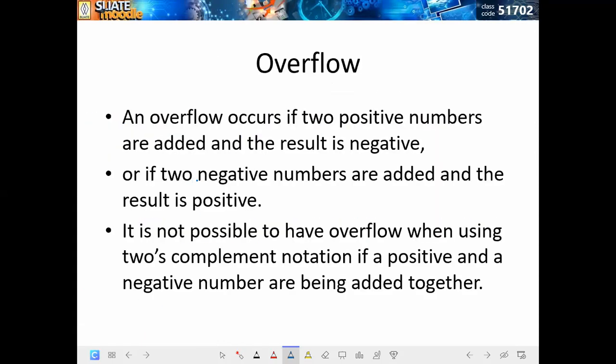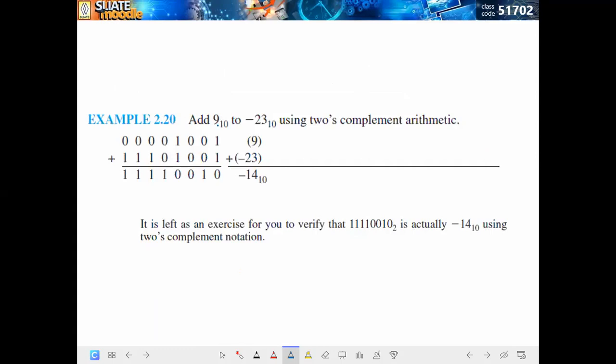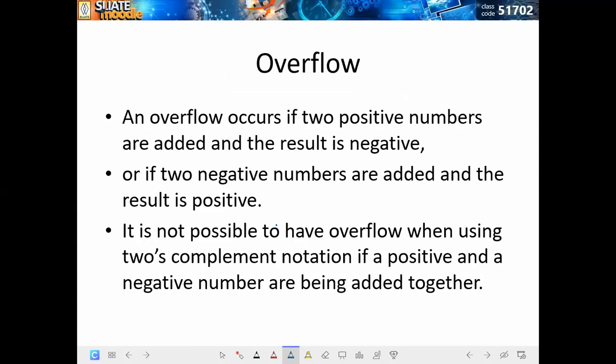Right, what's this one? Add 9, 10 to 20 using 2's complement arithmetic, right? This is an example. Then overflow. Then what's this one? Overflow. Let's look at the overflow story. An overflow occurs if two positive numbers are added and the result is negative.